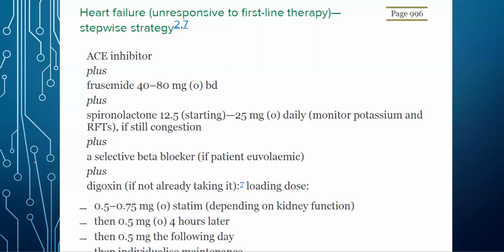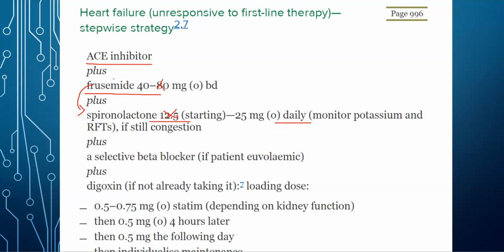Now come to the management of heart failure. If you get a patient with a systolic heart failure, then your first line medication is ACE inhibitor or ARB. If ACE inhibitor does not work, then you will add medication accordingly. So with ACE inhibitor, if patient has got congestion like fluid accumulation in the body, start furosemide 40 to 80 milligram BD. Plus, if furosemide does not work, even after giving 80 milligram BD, there is no improvement, then you go for spironolactone 12.5 daily.